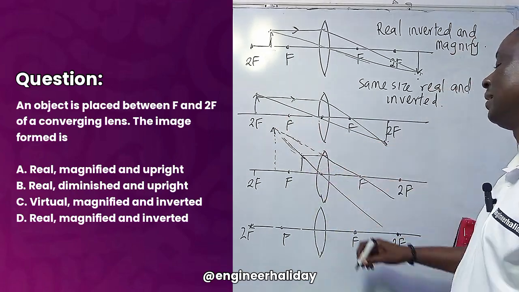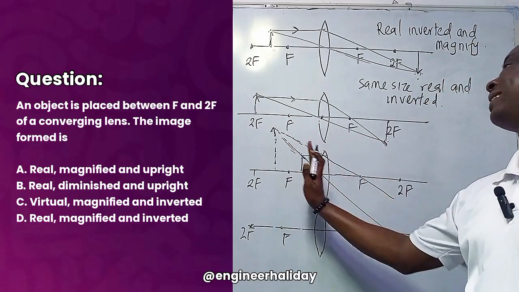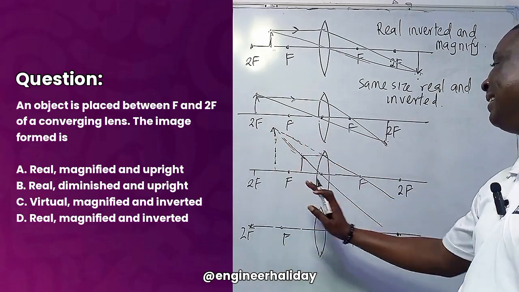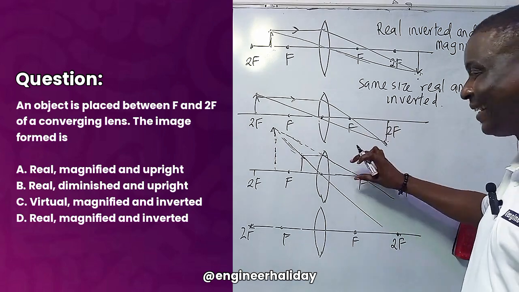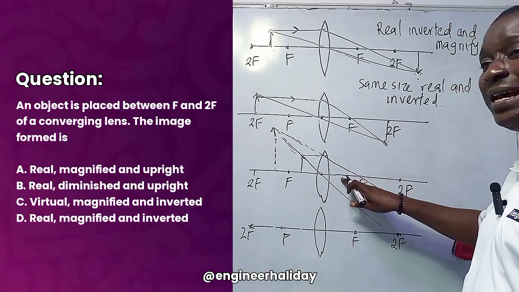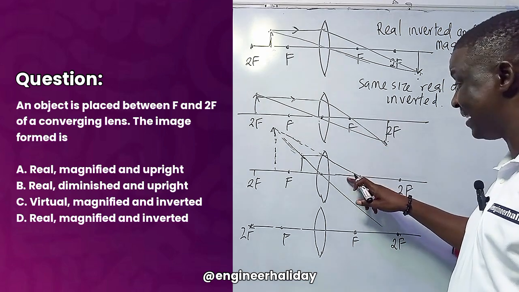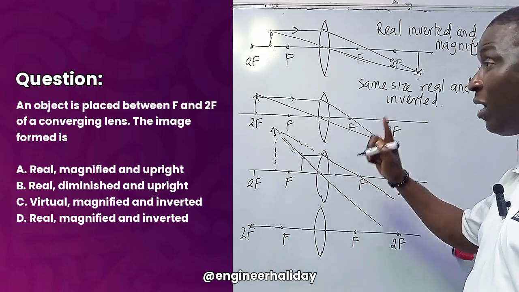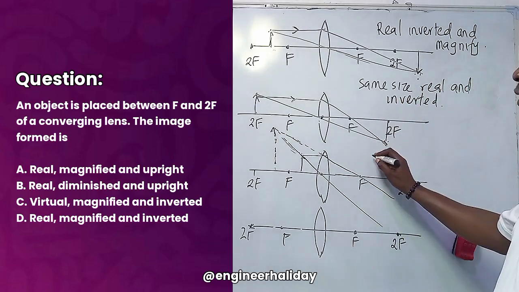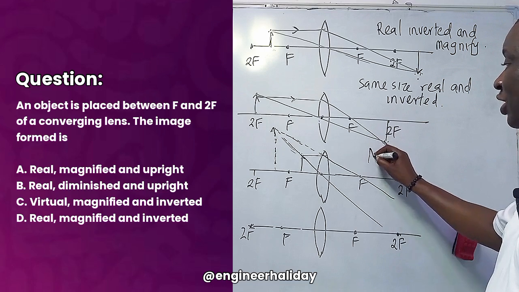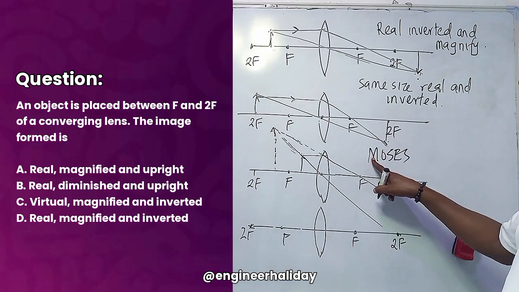Now, the image that will be formed here will be virtual, erect, and magnified. And if you check, why is it virtual? Because it's formed here. This particular diagram is what we call a magnifying glass. This is a very good example of a simple microscope, because it uses one lens. I told you when you watch my video, a simple microscope or all microscopes use a shortcut called MOSES.